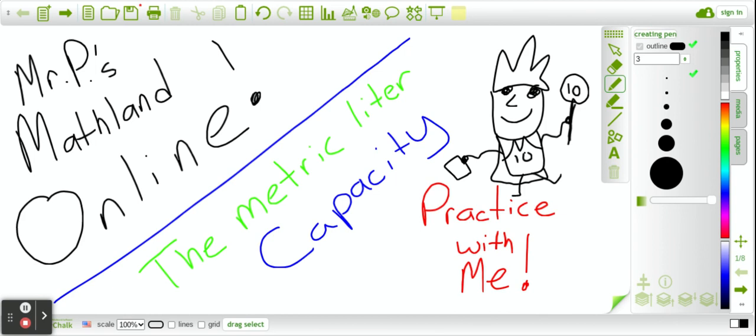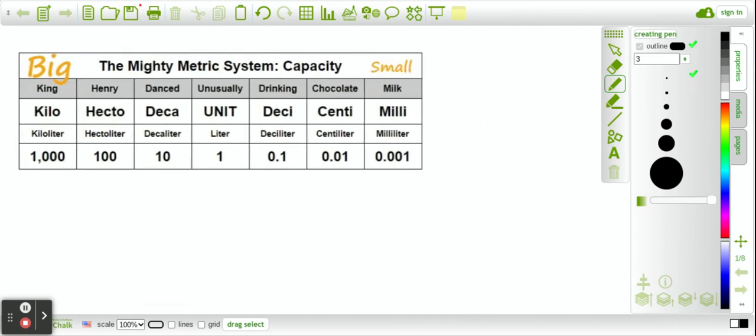This is a practice with me video. So, the metric system uses different size units, and when we measure capacity, basically how much liquid is in a container, we measure it using the unit liter.